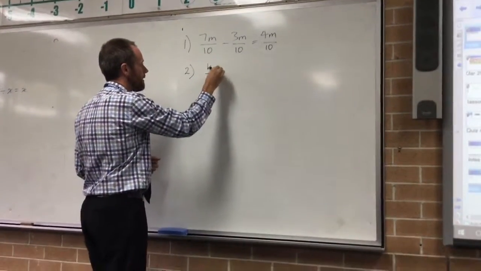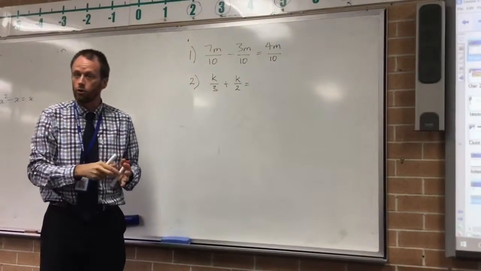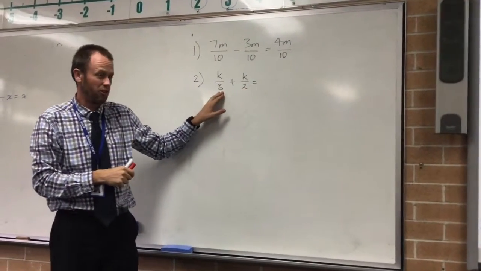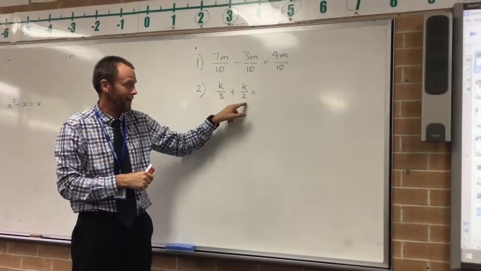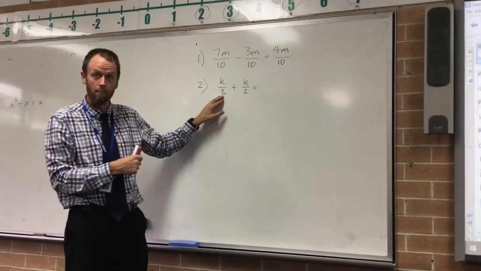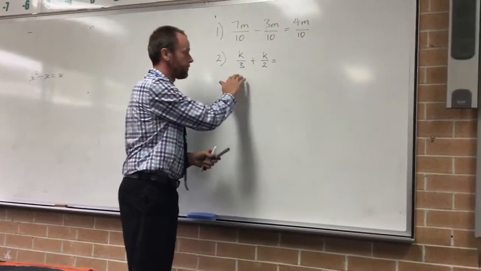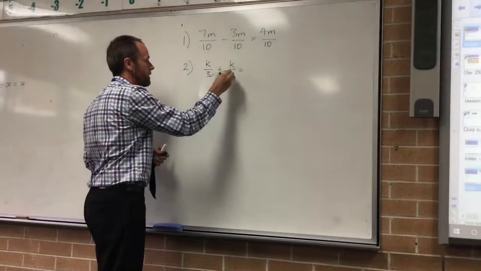Question 2, a little bit more tricky. k over 3 plus k over 2. We look straight away and we see that our denominator is not the same. They're 3 and they're 2. So we have to get that the same first. And the way we do that is we find a number that both numbers go into. In this case, 3 and 2, you can just multiply them together and you get 6.